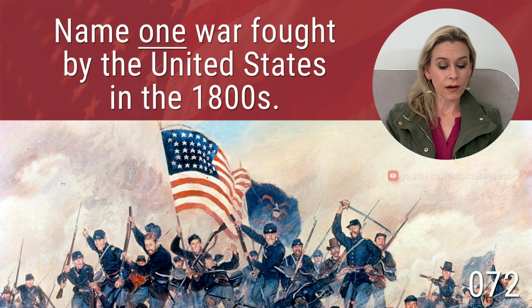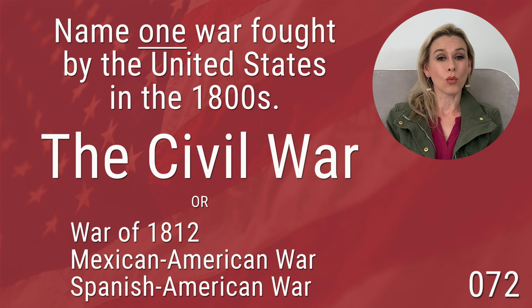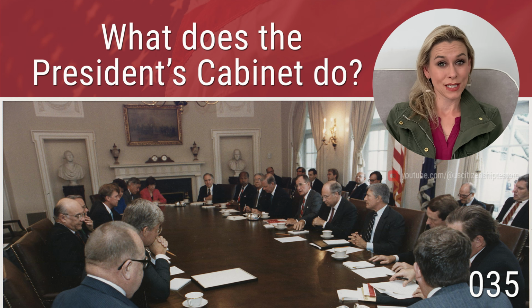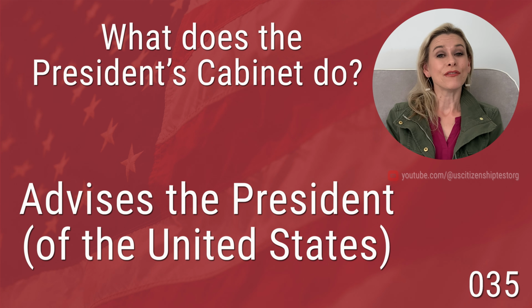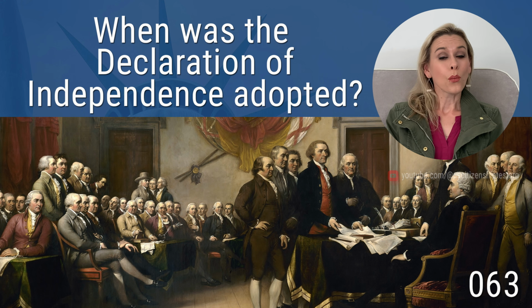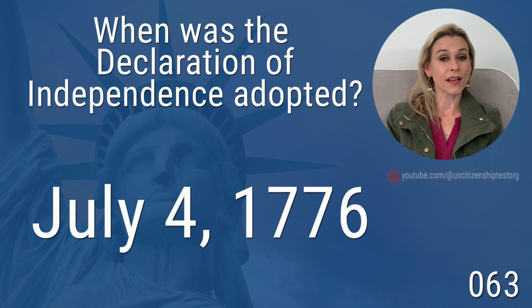Name one war fought by the United States in the 1800s. The Civil War. What does the President's Cabinet do? Advises the President. When was the Declaration of Independence adopted? July 4th, 1776.